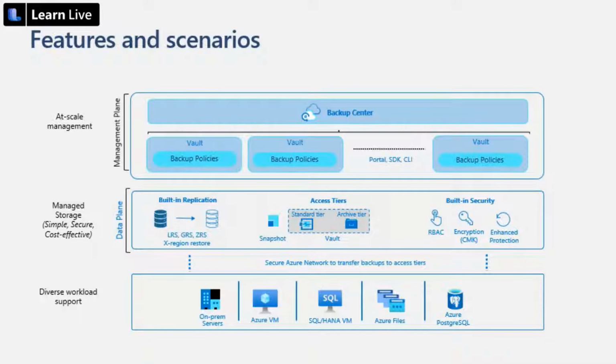We have native integration with Azure VMs and even specialized DB workloads like SQL Server and SAP HANA running on Azure VMs. Those are supported by Azure Backup. We also support Azure Files, and we recently added support for Azure PostgreSQL. So the question is, what do we use for each of those workloads? The technology involved in supporting each of them is very different. For VM backup, we use disk snapshots, whereas for Azure Files, we use file snapshots.